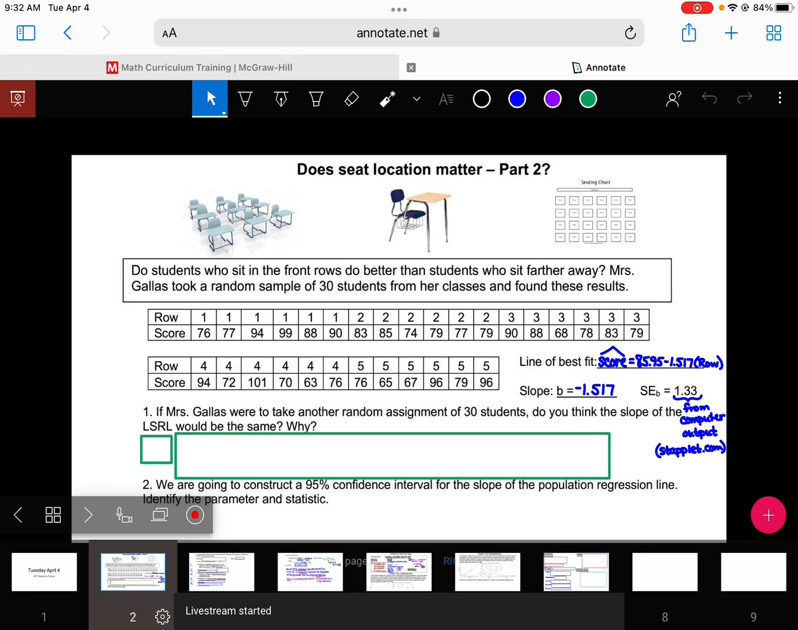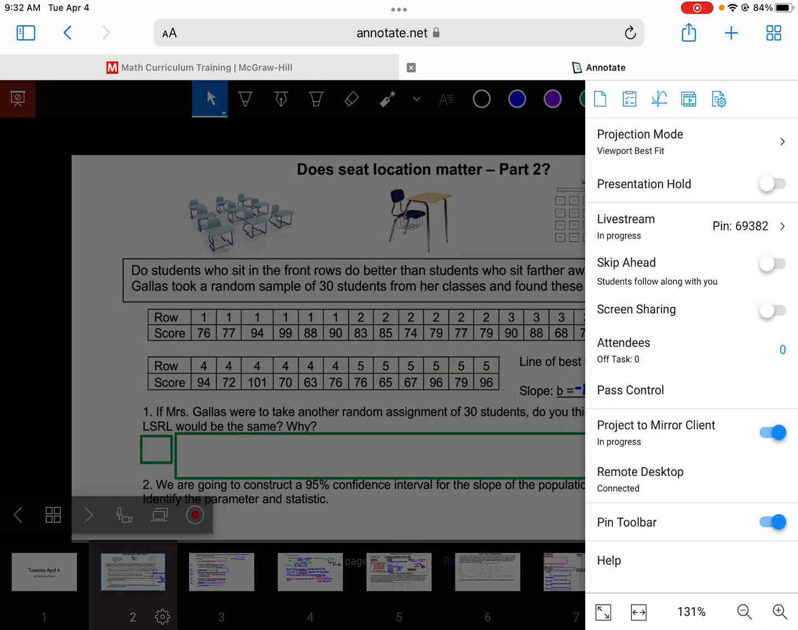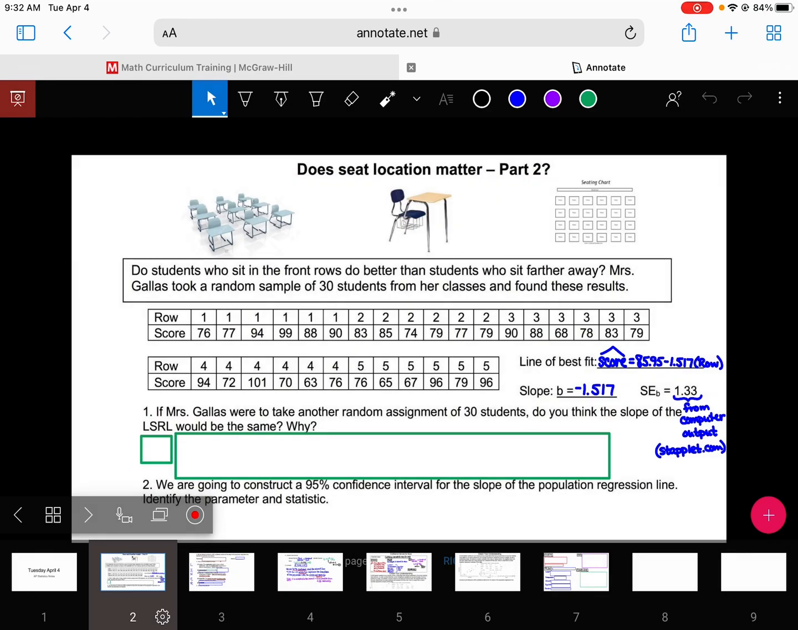So the first thing that we want to get written down here, we want to recopy our line of best fit, our least squares regression line from the original sample data: 85.95 minus 1.517 times the row is equal to score hat. The slope b was negative 1.517, and the standard error of b was 1.33 from our computer output. And I can show you where that is in Statlet.